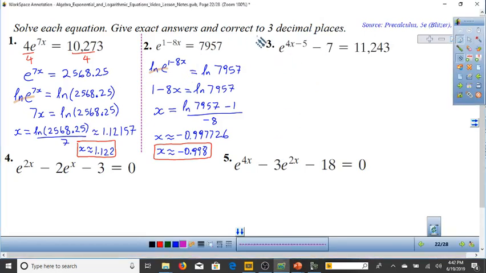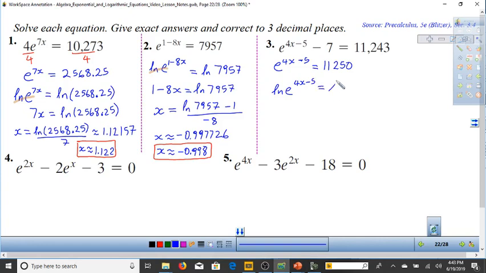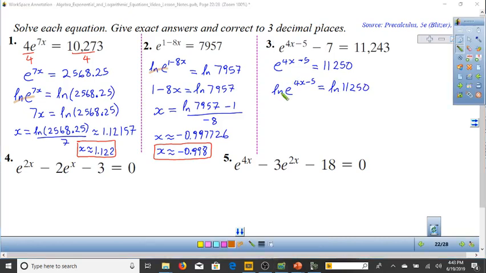In this case, we have to get rid of the 7 first, so I'm going to add 7 to both sides. So I have e to the 4x minus 5 is equal to, we add 7 to this, we get 11,250. And then I'm going to take the natural log of both sides because the variable is in the exponent of e. And then natural log will undo the e. So we end up with 4x minus 5 is equal to the natural log of 11250.